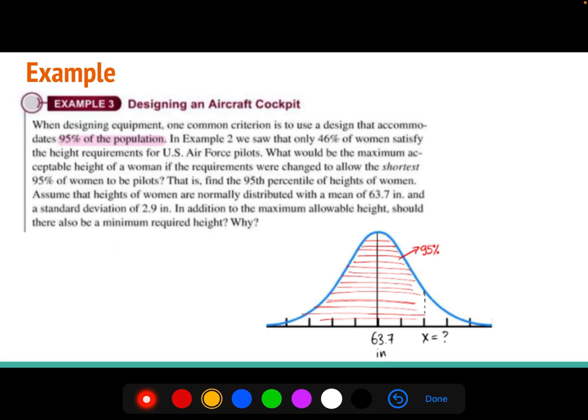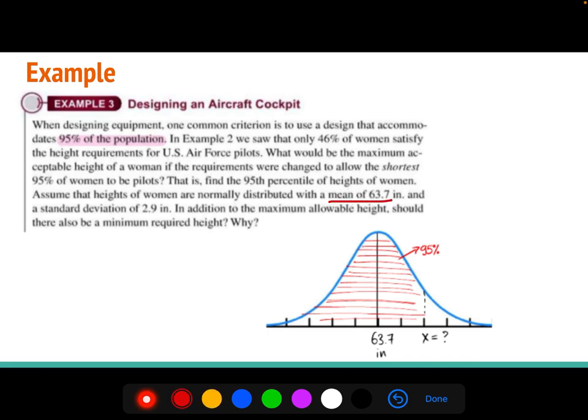Okay, this one says we're going to design an aircraft cockpit. When you're doing that, one of the common criteria is design it to accommodate 95% of the population. 46% of the women satisfy the height requirements for U.S. Air Force pilots. What would be the maximum acceptable height of a woman if the requirements were changed to allow the shortest 95% of women to be pilots?